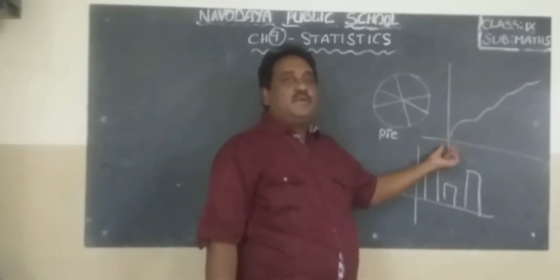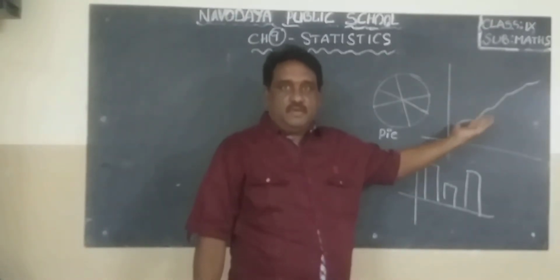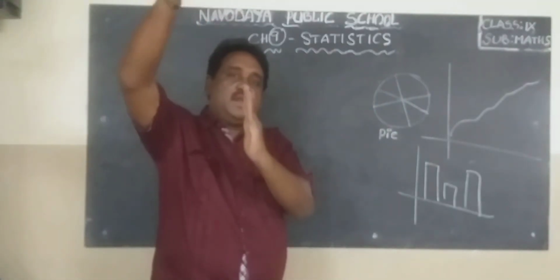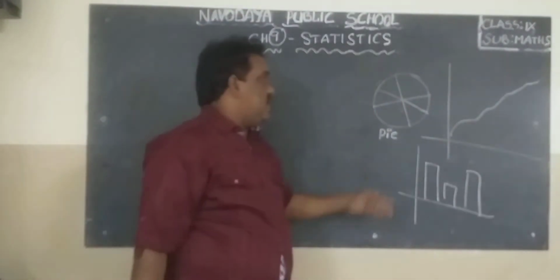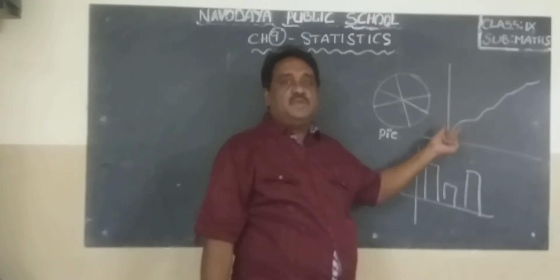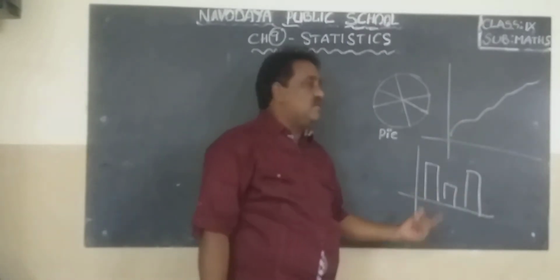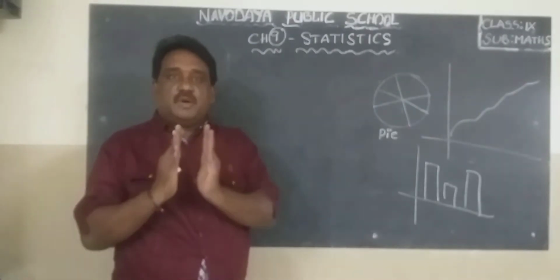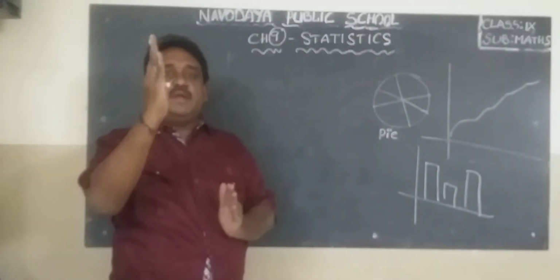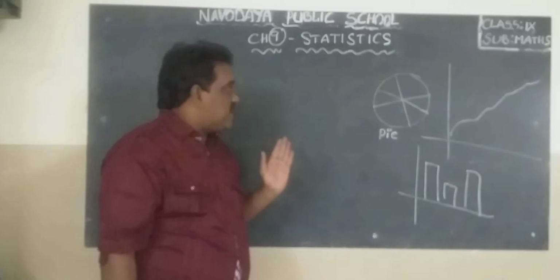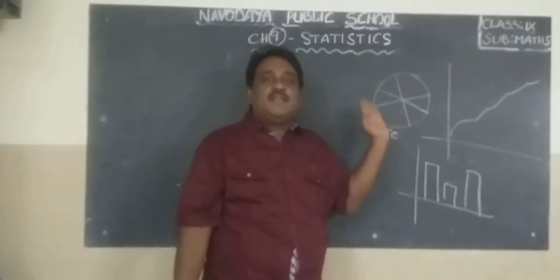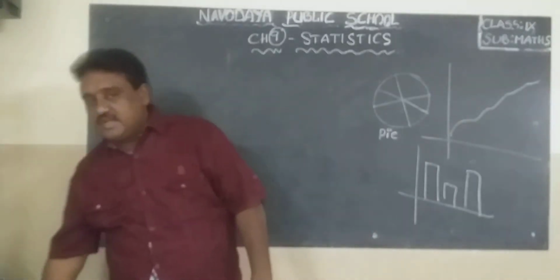Second diagram, it is a curve. First over, how many runs? Second over, how it is going on, increasing order. So there, to represent runs, they use this type of diagram. Third one, bar diagram. Rectangles are there. First over, how many runs? Second over, how many runs, like that. So to represent the scores, they use different diagrams. All these diagrams belong to statistics.